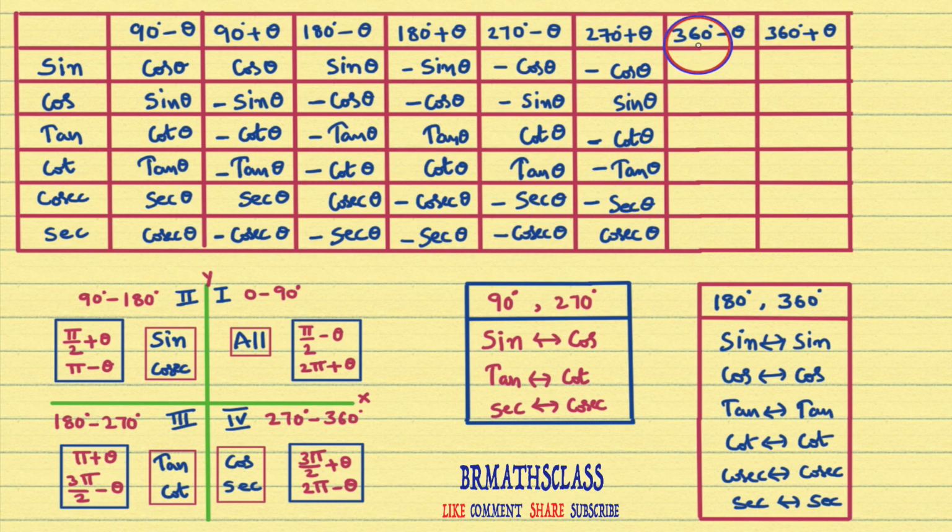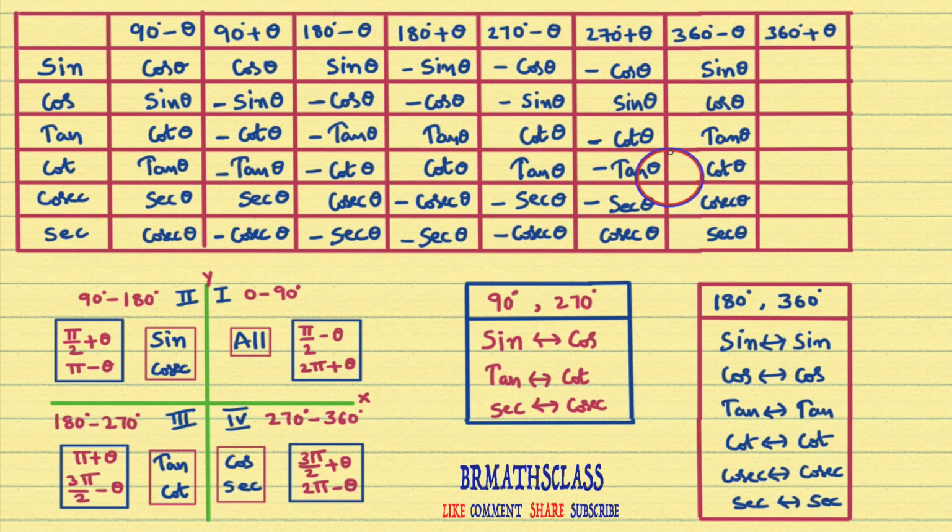Now you see 360 degrees is there. Sine 360 degrees minus theta. Whenever you see 360 degrees in allied angles, the function remains the same. Sine remains sine, tan remains tan, cosecant remains cosecant, function remains same. So here sine remains sine only. This will be sine theta and this will be cos theta. This will be tan theta, cot theta, next cosec theta, next secant theta.